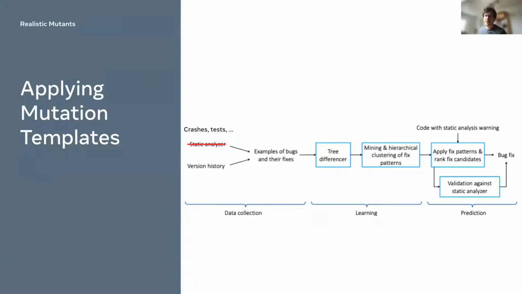Now let's look at the application phase. Originally, after applying a fix pattern, it checks whether the static analysis warning is gone by rerunning the static analysis on it, here seen on the right.